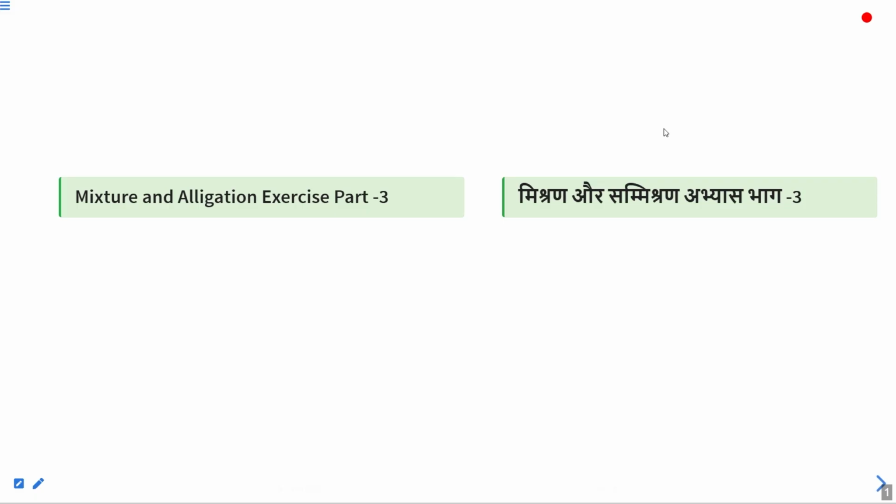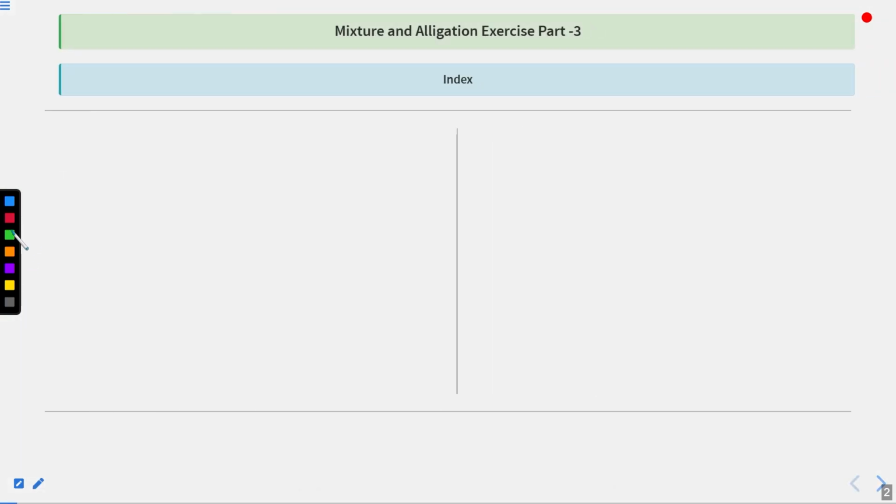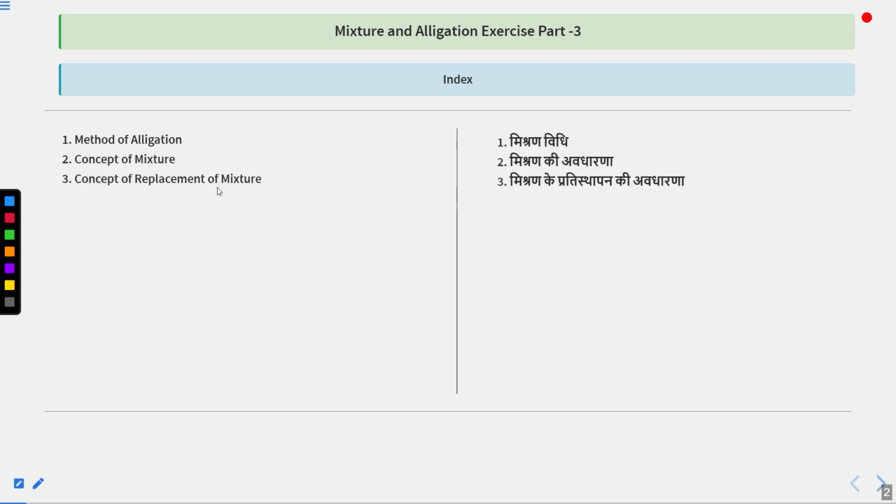Hello students, in today's class we are going to discuss mixture and alligation exercise part 3. Clear? Next one. Now the index related to this exercise: method of alligation, concept of mixture, concept of replacement of mixture based questions, some miscellaneous questions, and then we summarize today's lecture.